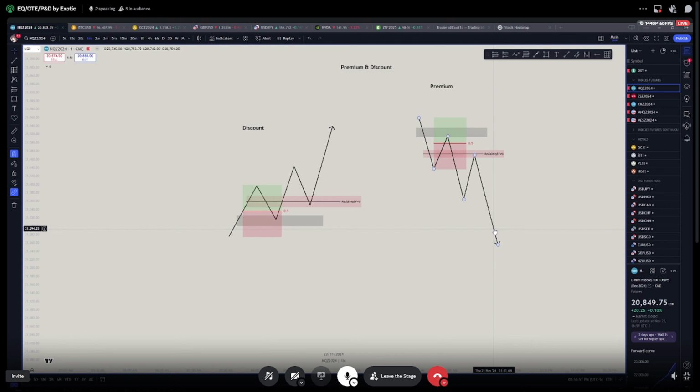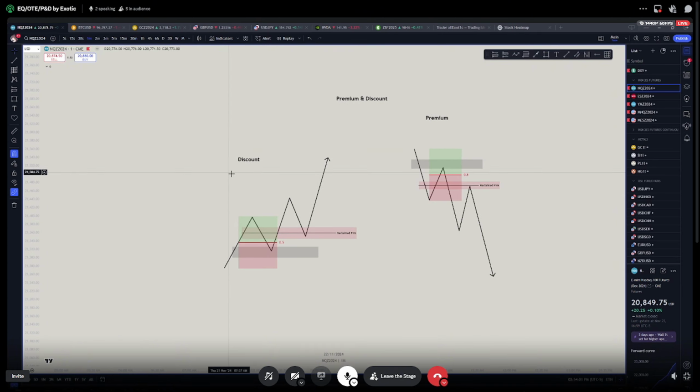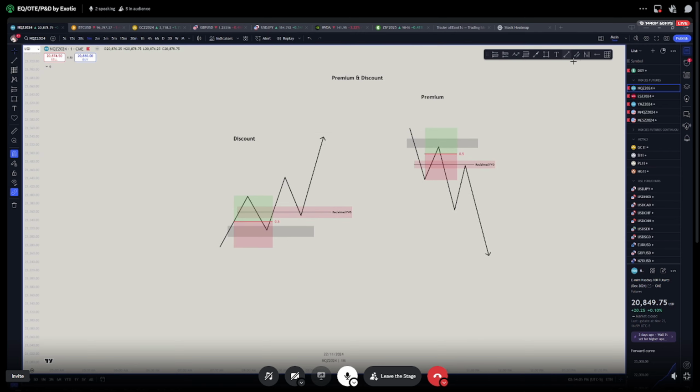Okay, so in today's lesson, we're going to be talking about premium, discount, equilibrium, and optimal trade entry, or OTE. So let's get straight into it. On the left here, I marked out when price comes back into a discount and when price comes into a premium. And so basically what you want to be doing is shorting in a premium and longing or buying in a discount.